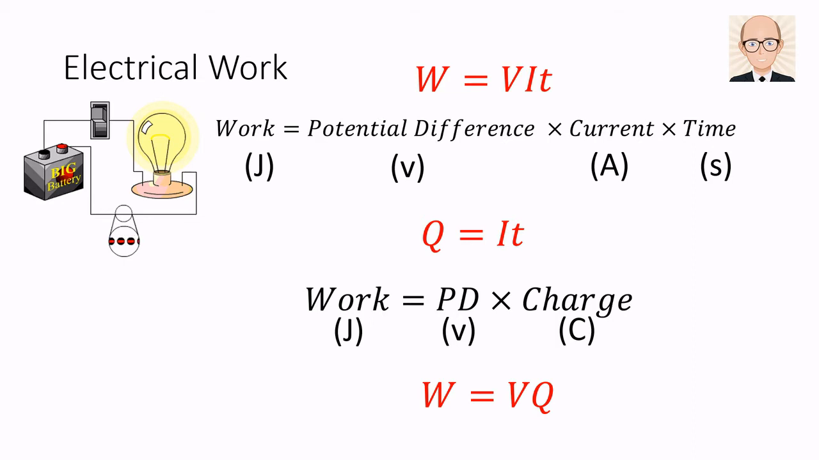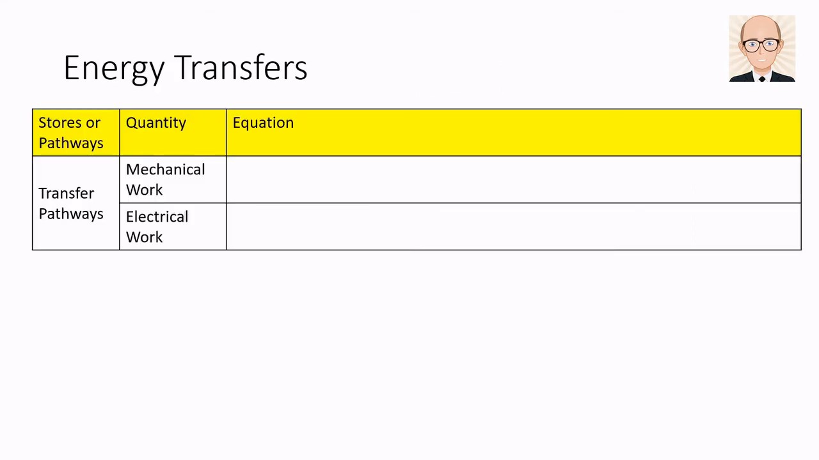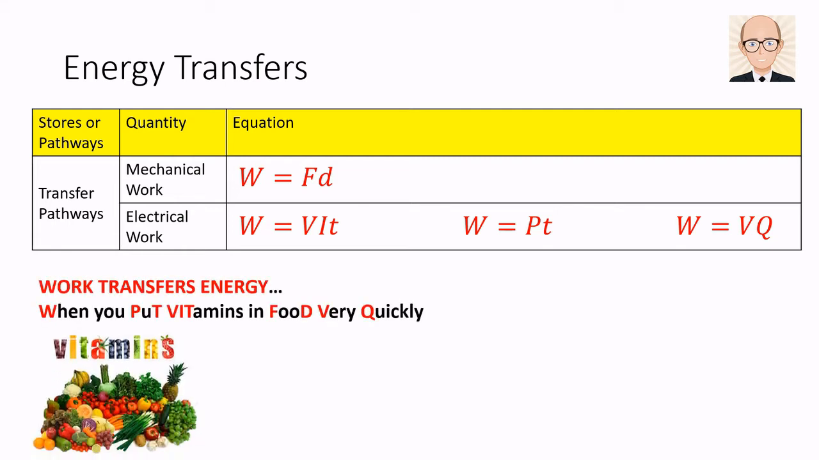To summarise the energy transfer equations so far then, there are 4 equations that we can use to calculate work done, either mechanically or electrically. If you want a mnemonic for free, you can use mine. Work transfers energy when you put vitamins in food very quickly.